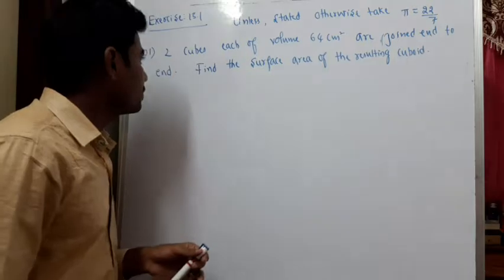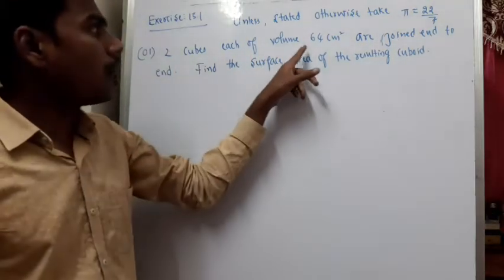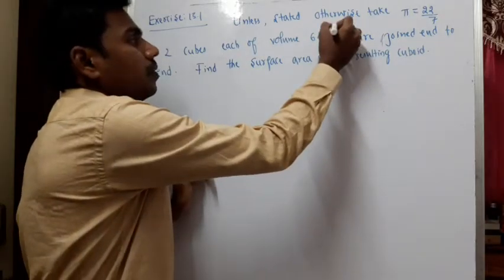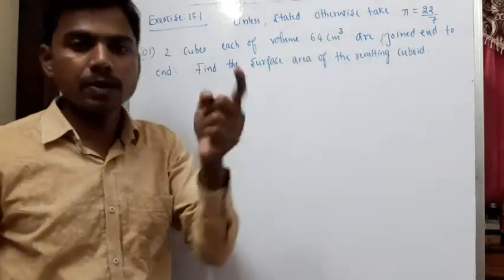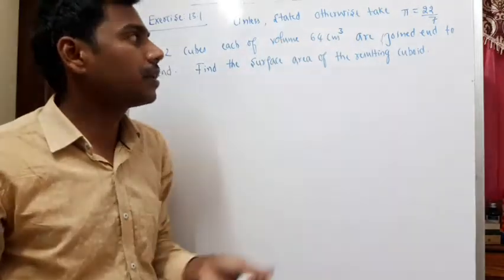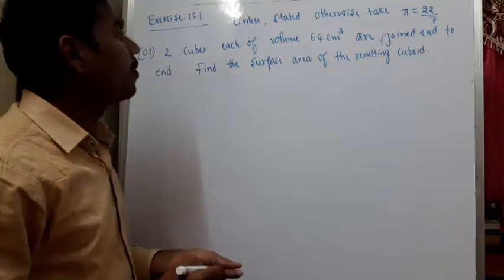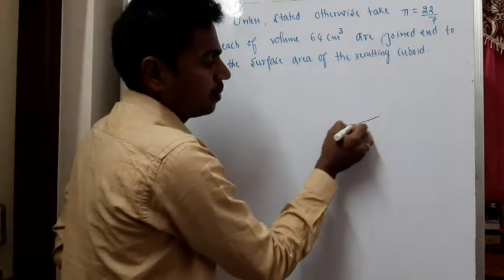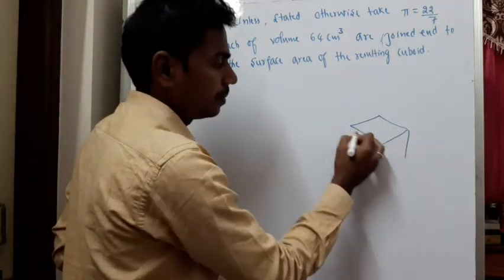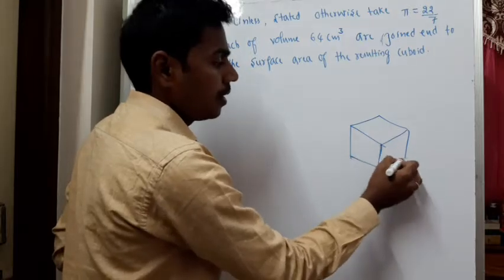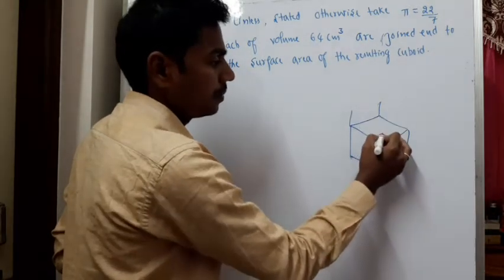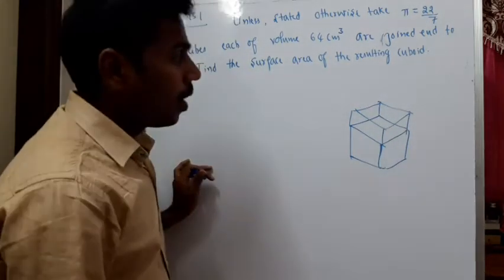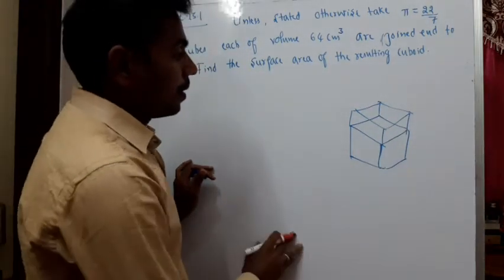So the first question: 2 cubes each of volume 64 centimeter cube, because volume means it will be measured in terms of cubic units, are joined end to end. Find the surface area of the resulting cuboid. If this is one cube and the other cube is placed upon this. Fine. Now, see what they have given.